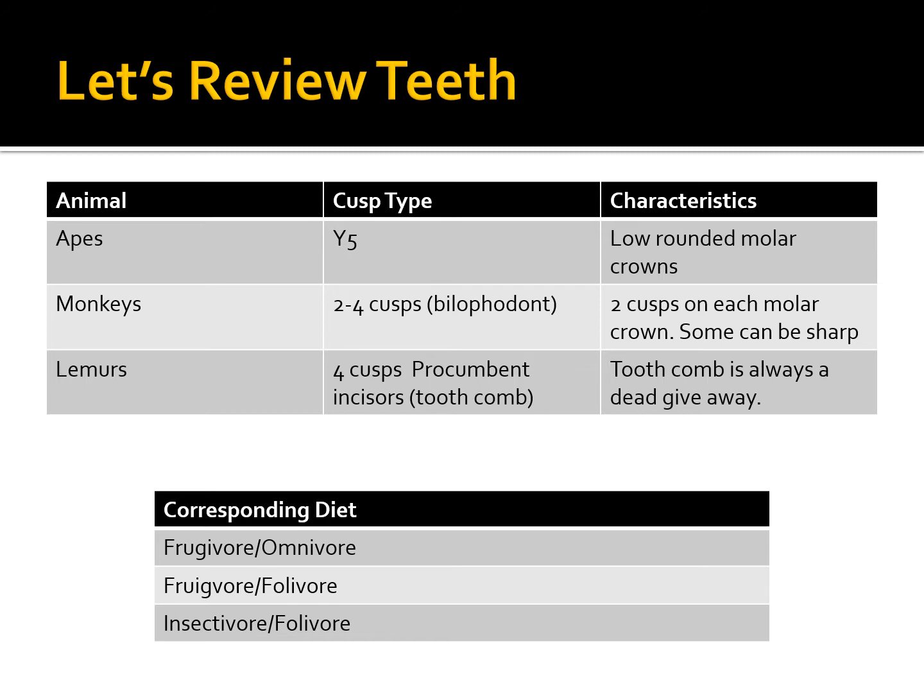The corresponding diets for these, for apes, most are frugivores or omnivores. For your monkeys, they're either frugivores or folivores. And for your lemurs, you're either insectivores or folivores.